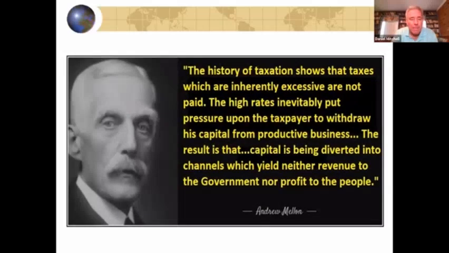Here's Andrew Mellon, who was the Treasury Secretary back in the 1920s in America, when we also had big tax rate reductions. And he made the point that when tax rates are excessive, taxpayers withdraw their capital from productive businesses and the government gets no revenue. And of course, he made the point that nor is there profit to the people. Because I frankly care more about prosperity for people than I care about revenue for government, but it's a really dumb idea to have tax rates so high that the economy is hurt and the government doesn't get revenue.